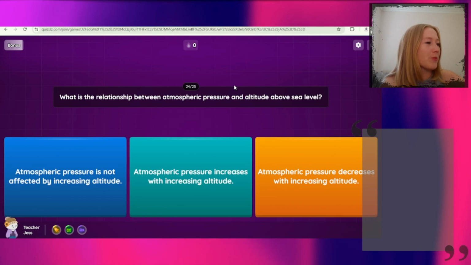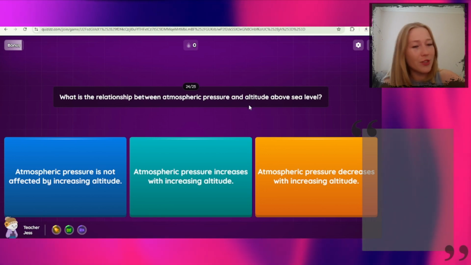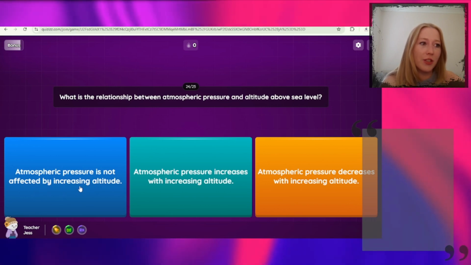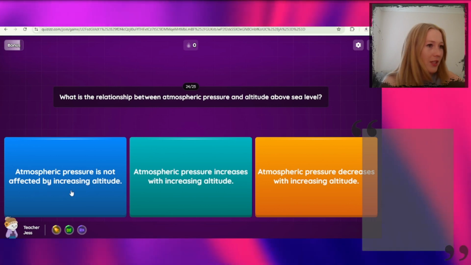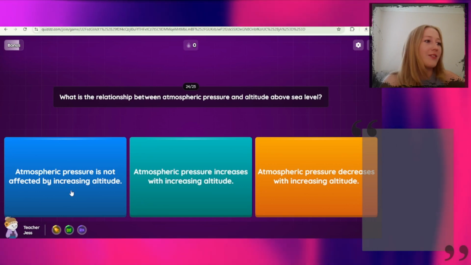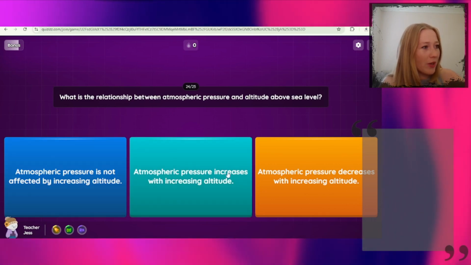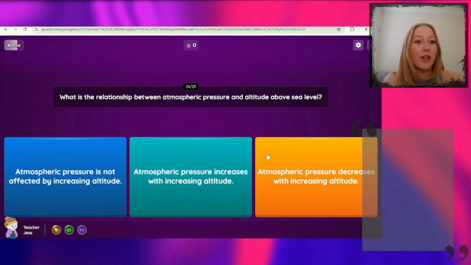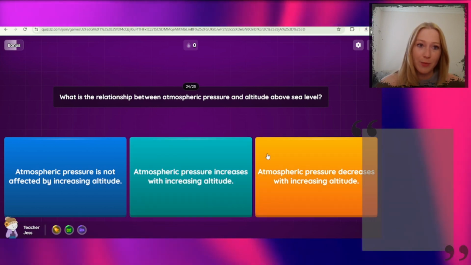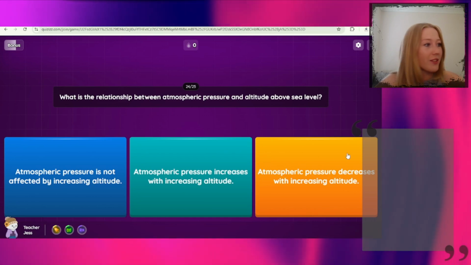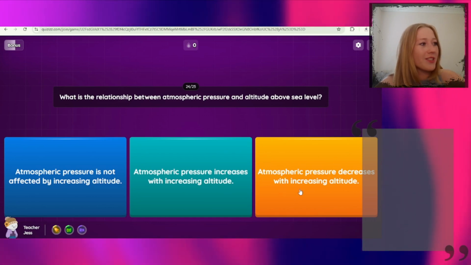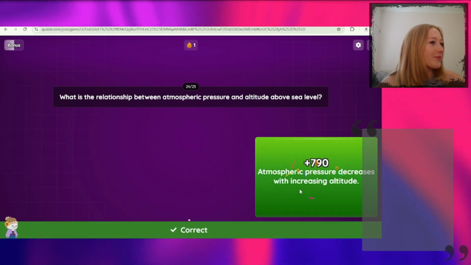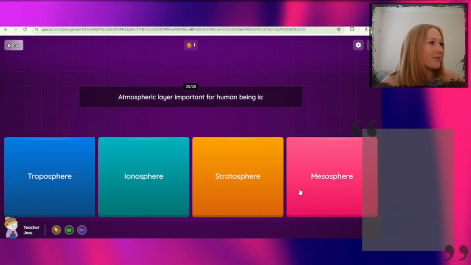What is the relationship between atmospheric pressure and altitude above sea level? Atmospheric pressure is not affected by, no, it absolutely is affected. Atmospheric pressure increases with increasing altitude? No. As you move up in the atmosphere, there's less weight pushing on you, so there's less pressure. So the pressure decreases with increasing altitude. Good.